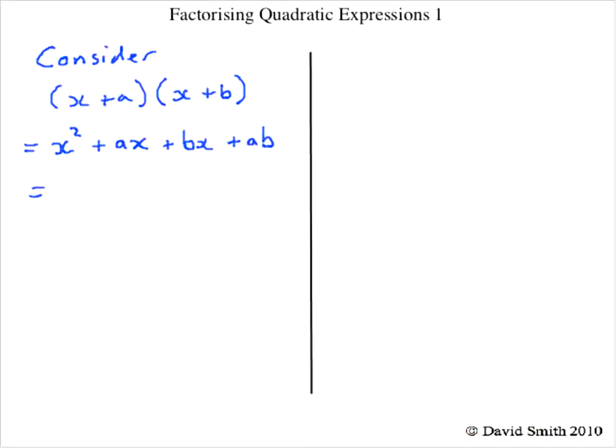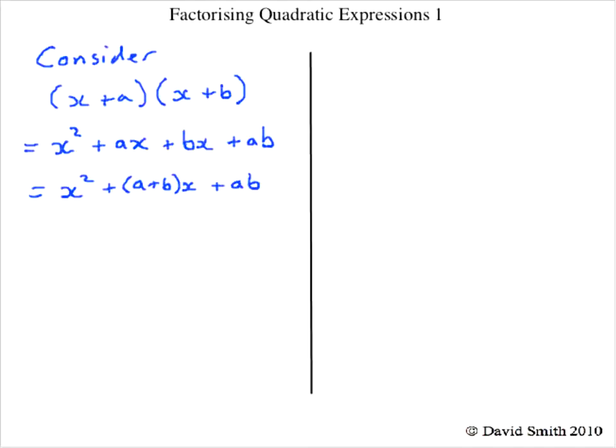We can collect the two middle terms in x together. So we get x squared plus, how many x's do we have? A plus b of them. And plus ab on the end.